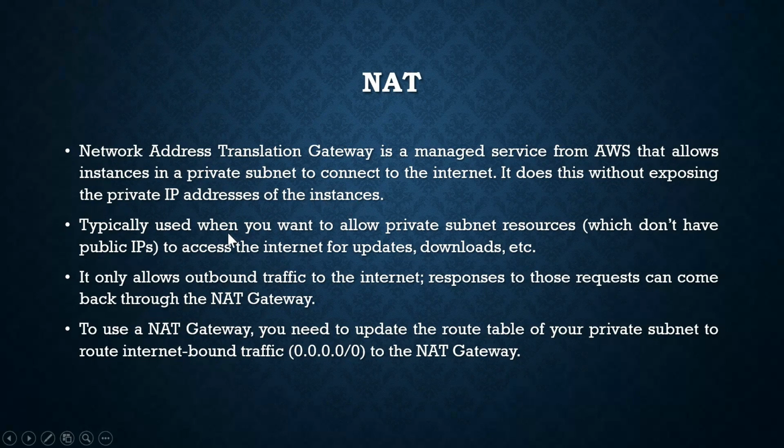Typically used when you want to allow private subnet resources to access the internet for updates or downloads, etc. It only allows outbound traffic to the internet. Responses to those requests can come back through the NAT gateway. To use the NAT gateway, you need to update the route table of your private subnet to route internet-bound traffic to the NAT gateway.